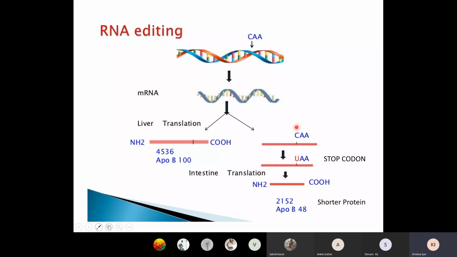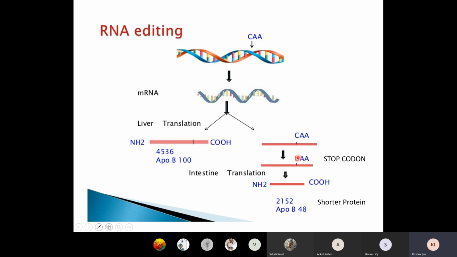There is a little CAA sequence at this location shown here, and that is edited such that the C is converted to a U. The minute that happens, this becomes a stop codon. So in the intestine, the same mRNA is read, but only up to this point, and you get a shorter protein. This shorter protein is called ApoB48.